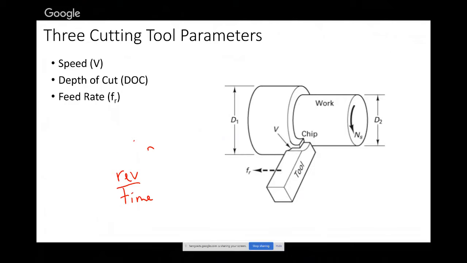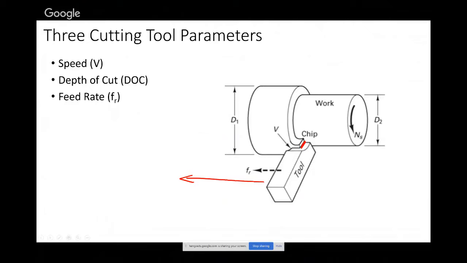The depth of cut is this right there, as you could imagine, and then the feed rate is how fast the tool is moved, in this case moved down the shaft. I think that's something that you're familiar with. So it's how fast do you want the material to hit the tool, how deep do you want the material to hit the tool, and then how fast do you want to move the tool down the axis.